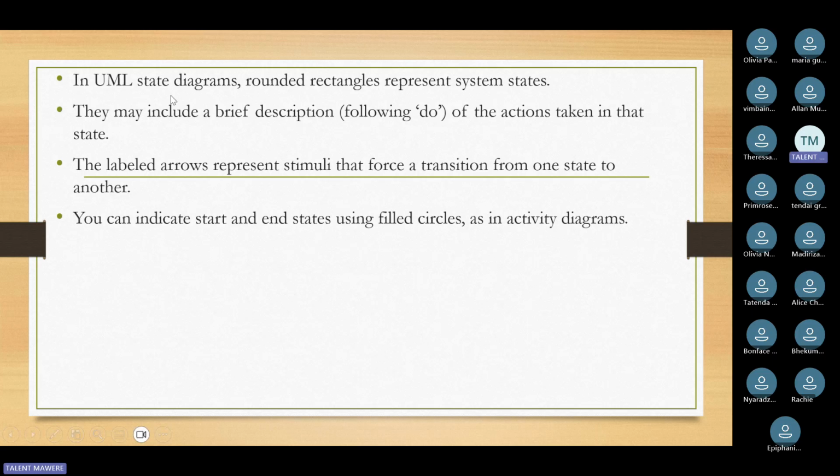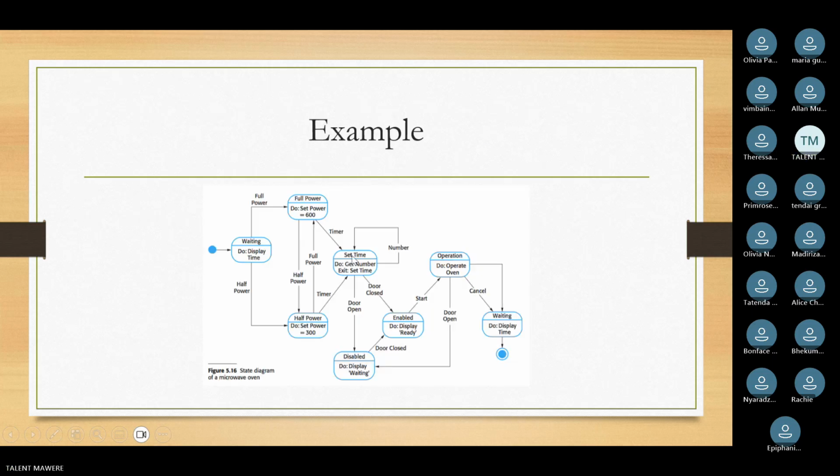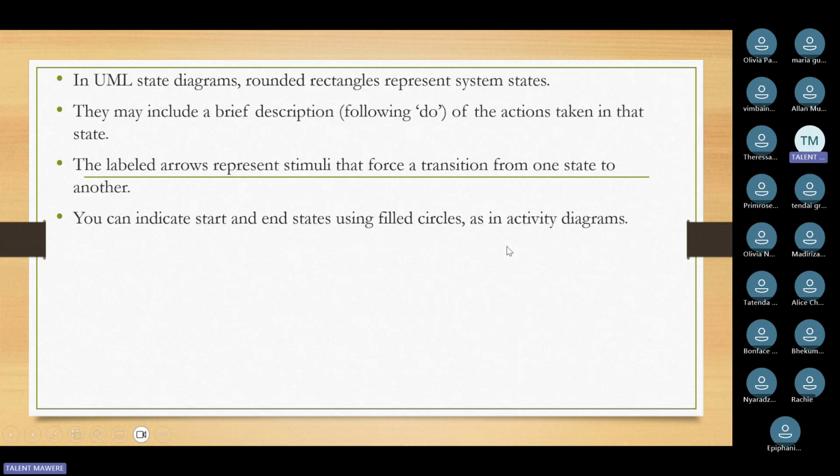So in state diagrams, rounded rectangles represent system states. They may include a brief description following do of the actions taken in that state. As you can see, this is a simple description of what's happening. Do get number, set the time. Do set the power. Do display waiting. So you can include this information in your state diagram.